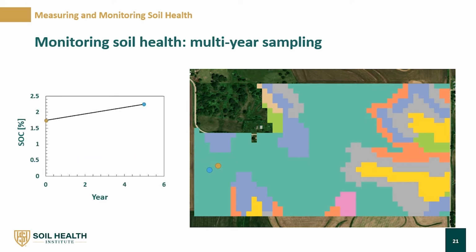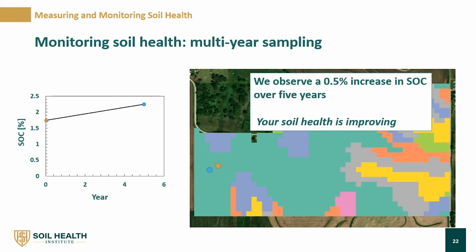And we can plot the change in soil organic carbon concentrations over time. And sure enough, we see an increase in carbon concentrations due to the adoption of cover crops in this field. So we can observe roughly 0.5% increase in soil organic carbon over 5 years, with the conclusion being that your soil health is improving.